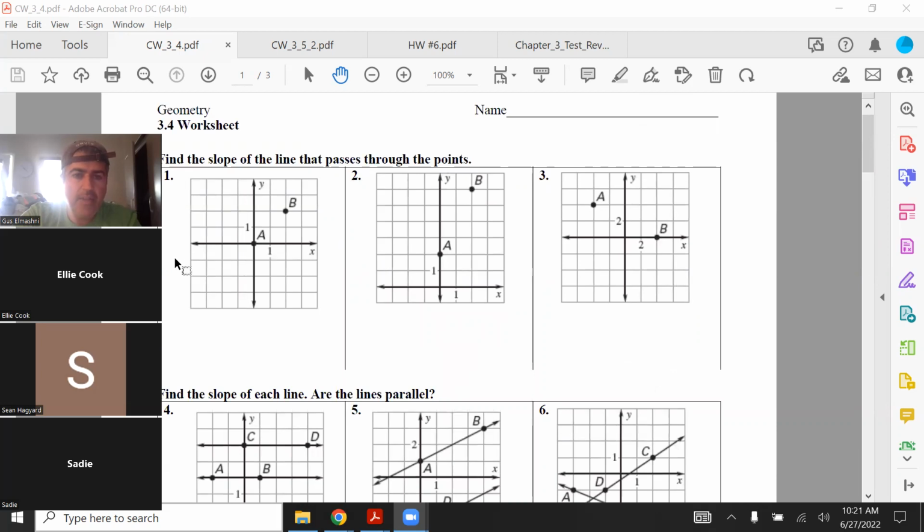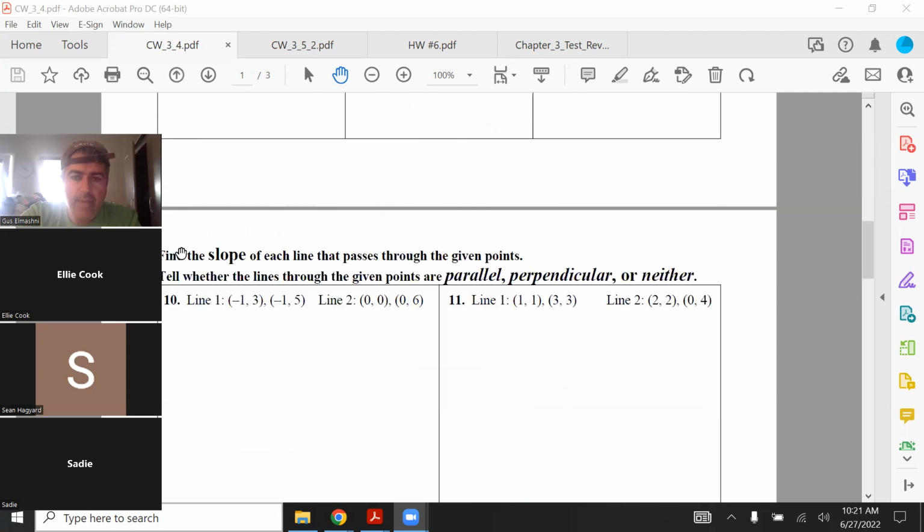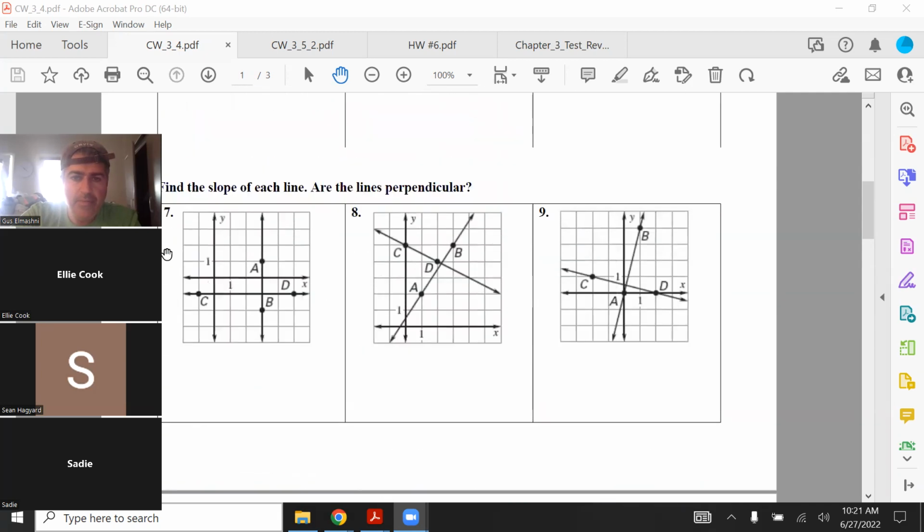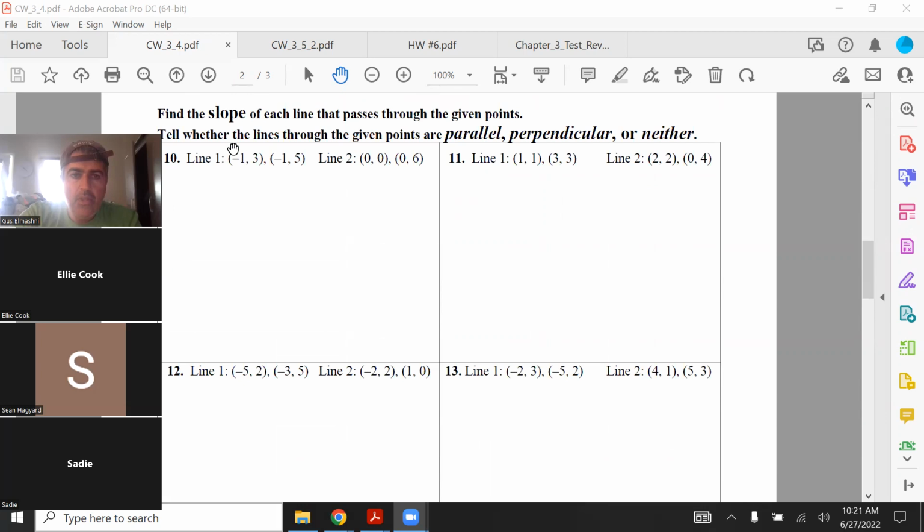Yeah, I'm doing the odds, and then have you guys do the evens on your own. So here you have to determine whether these are parallel, perpendicular, neither. So again, you could plot the points, or you could just do this. Calculate the slope. Do the same thing here.